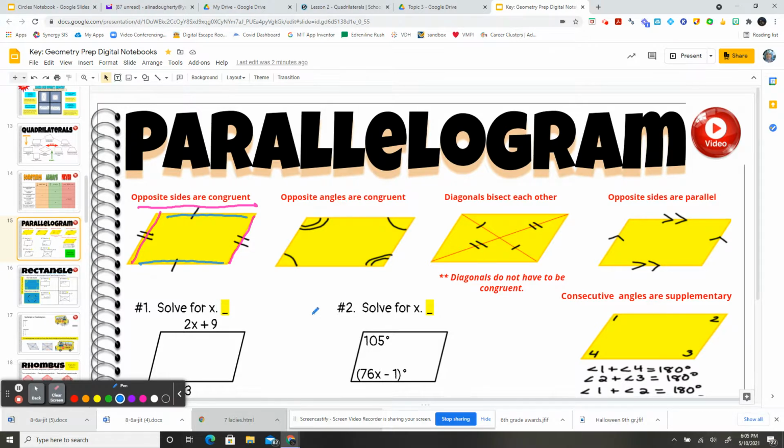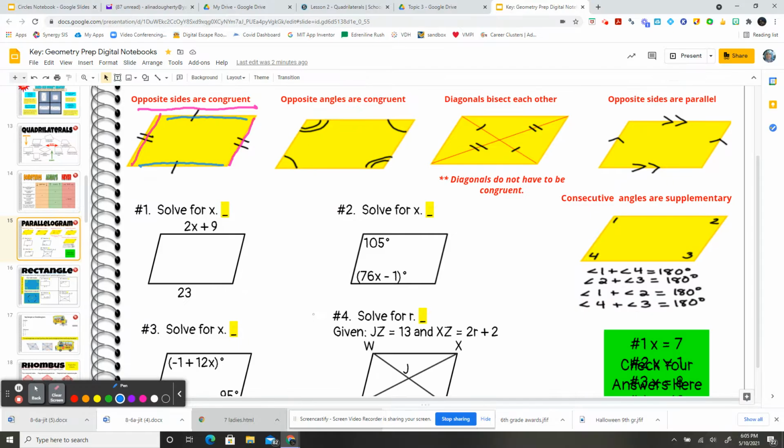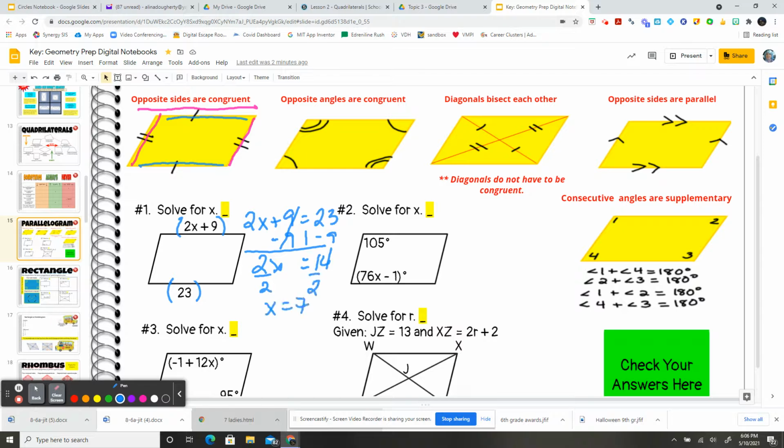So in example number 1, if opposite sides are congruent, then 2x plus 9 equals 23. So we can set our equation up. 2x plus 9 equals 23. We subtract the 9 from both sides, bring down the equal sign. 2x, the plus 9 and minus 9 cross out. 23 minus 9 is 14. And then we divide by 2 on both sides, and we get x equals 7. So for this problem, x is going to equal 7.